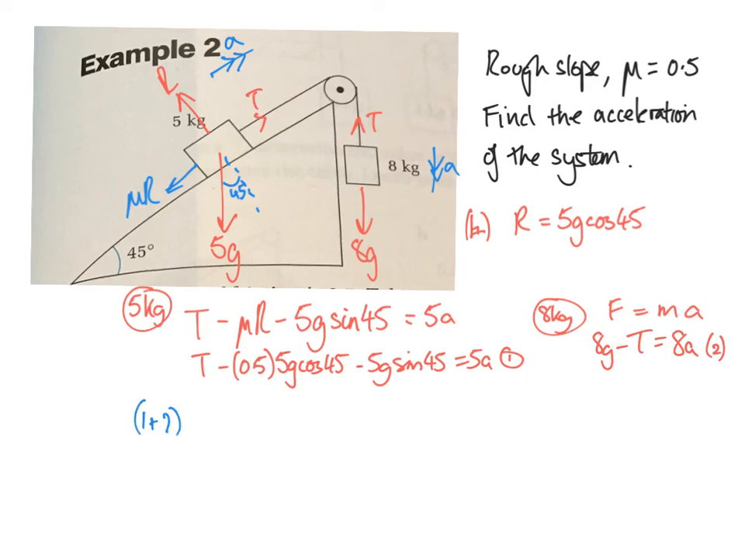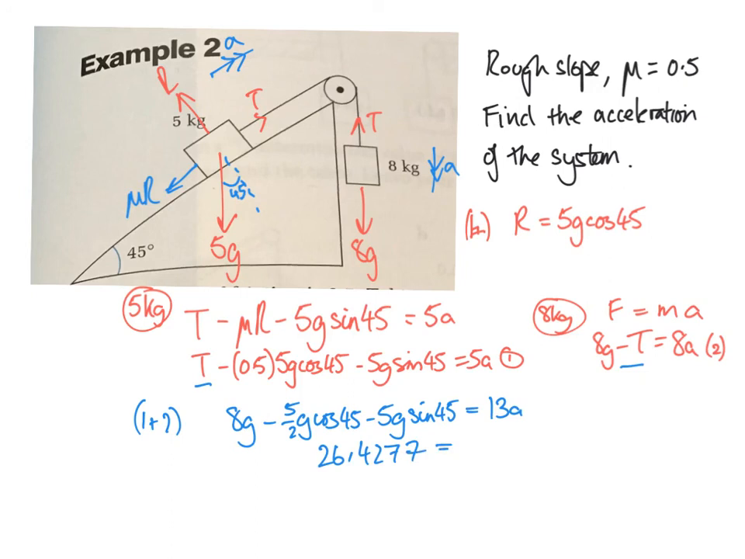1 plus 2 added together. The tension here cancels with this minus T. And so all that we're left with is 8g minus this half of 5g. So that's 5 over 2 g cos 45 minus 5g sin 45 is equal to, and when we add the 5a and the 8a together, we get 13a. By putting that all into our calculators, we get 26.4277 is equal to 13a. And so a equals 2.03 meters per second squared. And again, that's 3 significant figures.